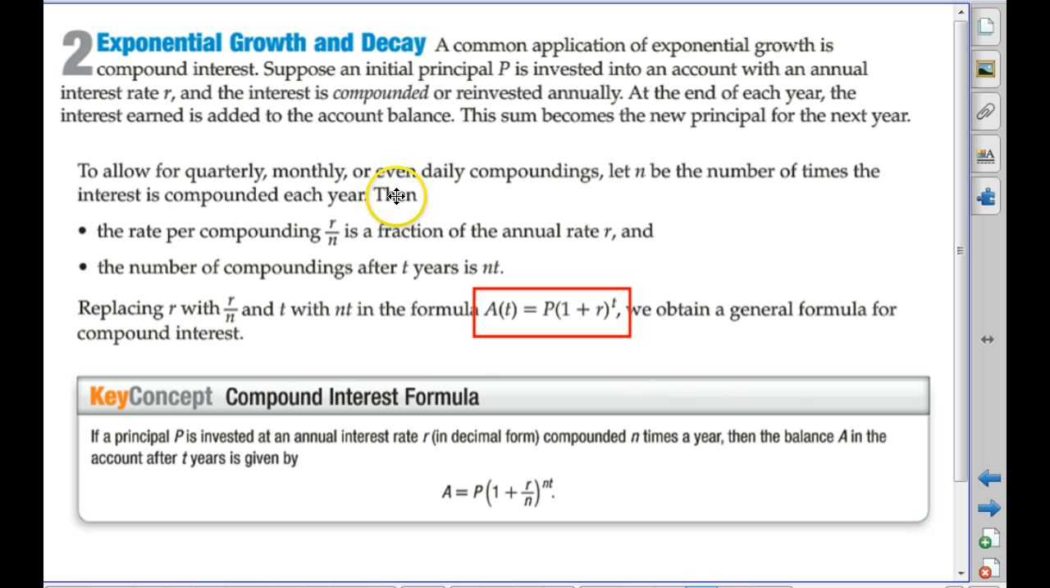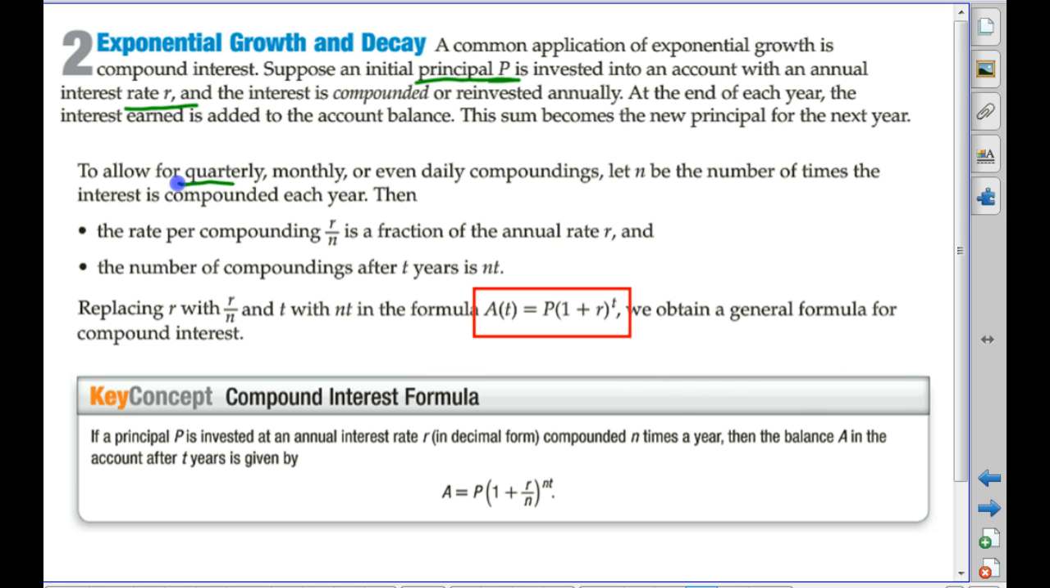All right, exponential growth and decay. A common application of exponential growth is compound interest. Suppose an initial principal P is invested in an account with an annual interest rate R, so they're saying P is your initial amount, R is your interest rate or percentage. If the interest is said to be compounded, it is reinvested annually. At the end of each year, the interest is added in and the sum is a new principal.